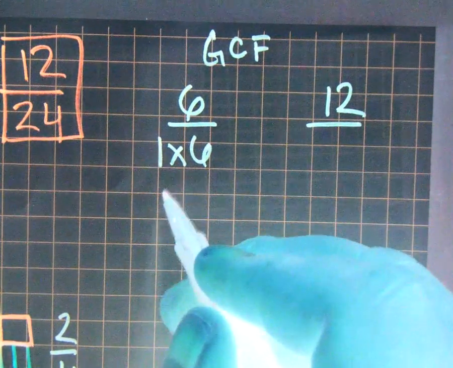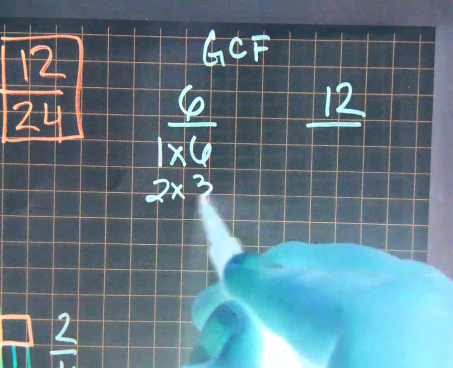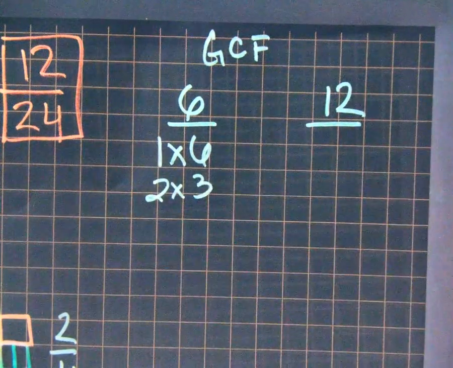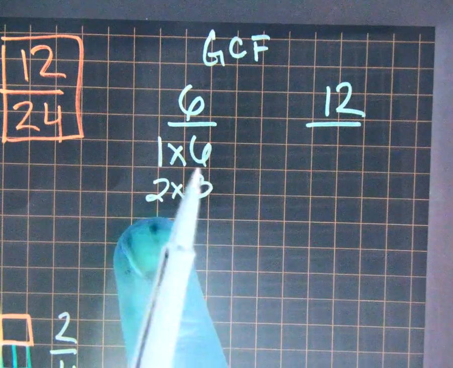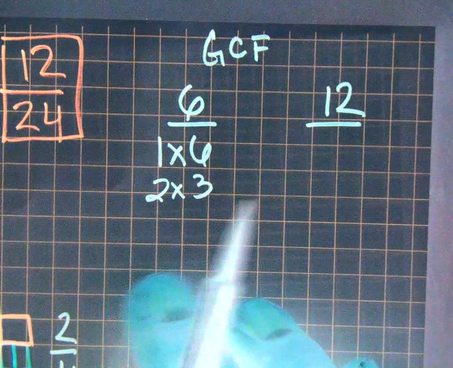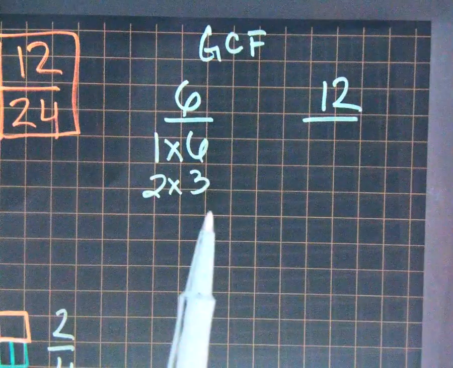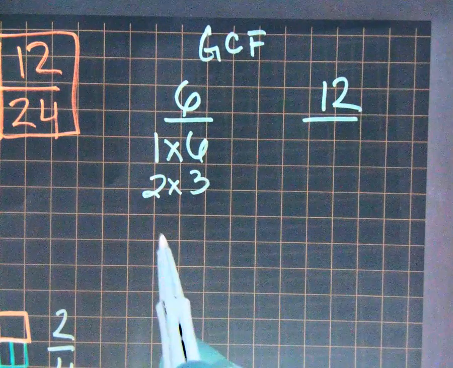Is anything 2 times 3 equals 6? Okay. We don't reverse them. We don't have to do the reciprocal. So 2 times 3, it stays like that. We don't have to write 3 times 2 because it's the same thing, right? So 1 times 6, 2 times 3.